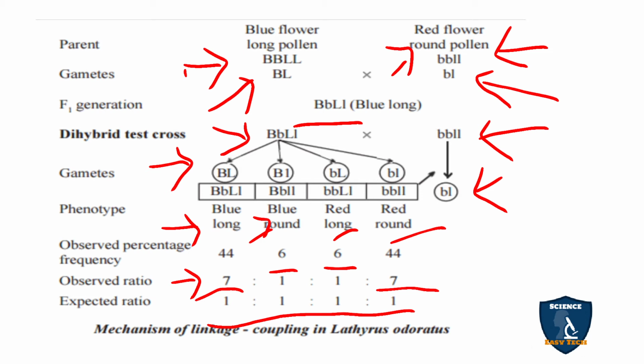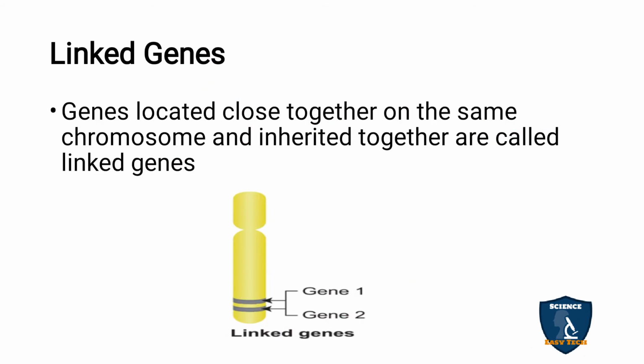So only when the linked genes are together do they give the frequency more. The recombinant frequency is more because the linked genes are present together. So that is called linkage. If the genes are apart, they are known as unlinked genes. So they are apart.